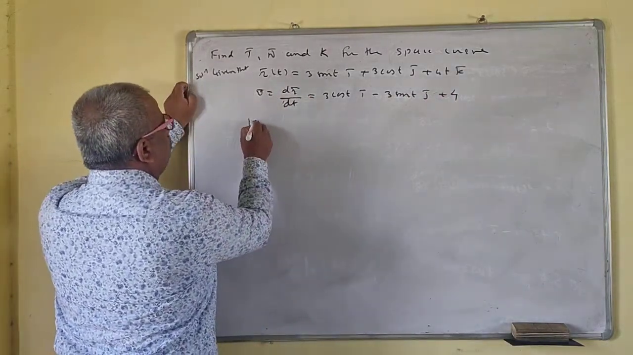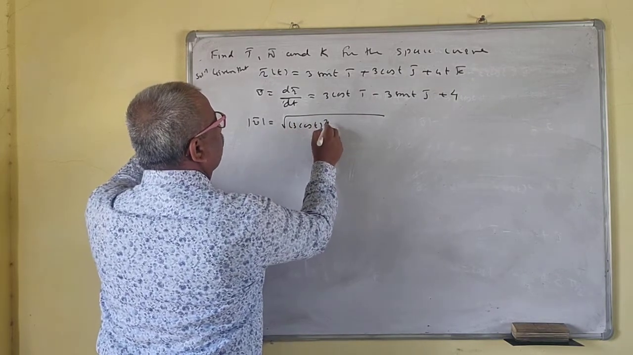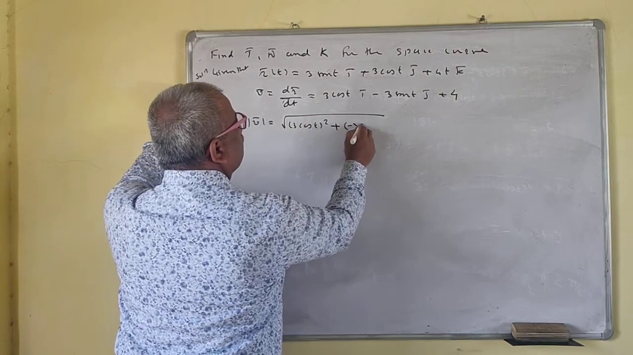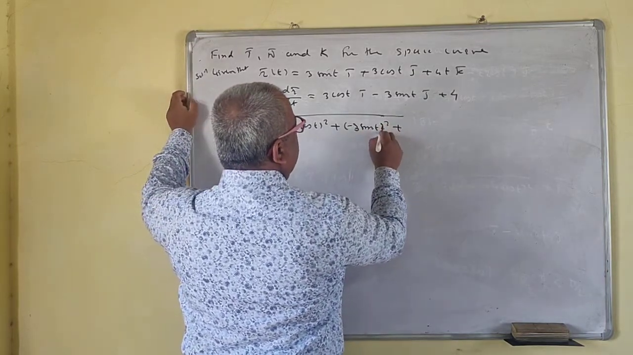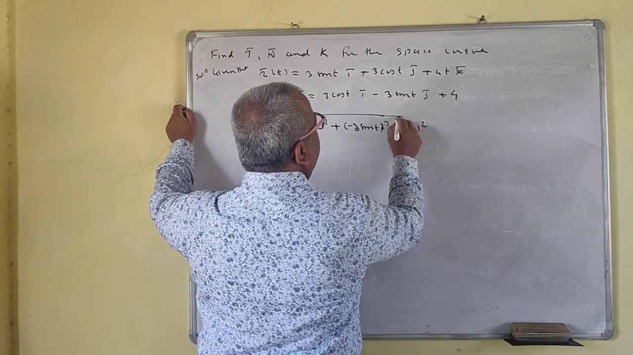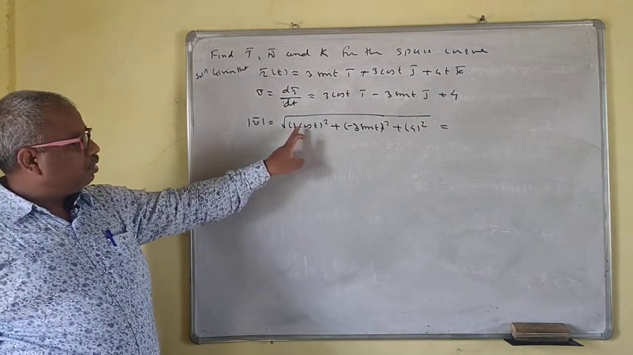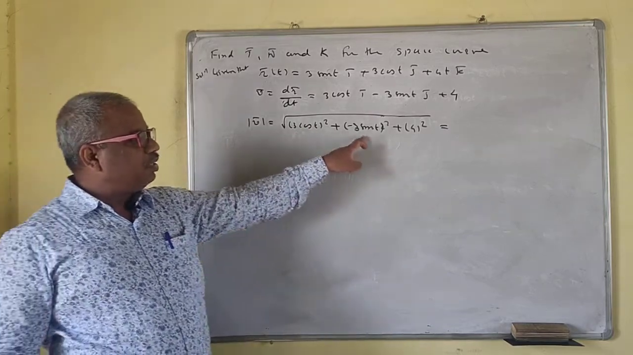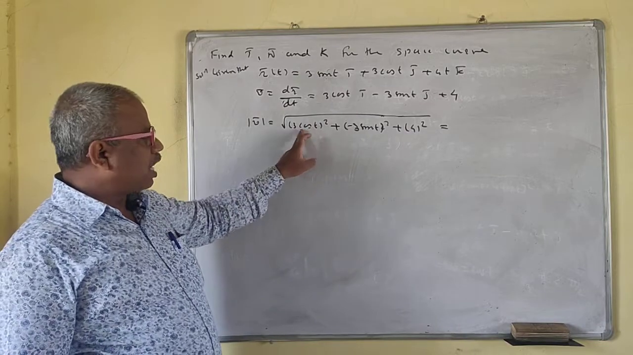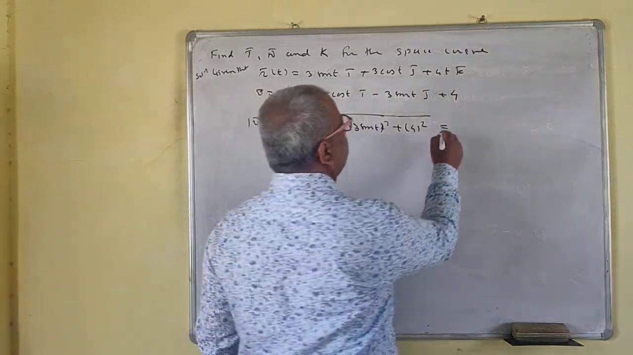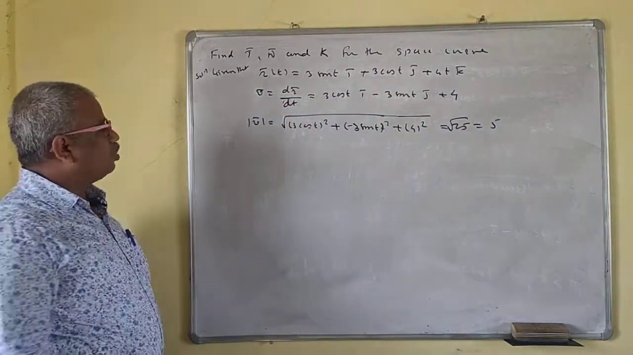Okay. So mod of v bar now. Mod of v bar is root of (3 cos t) square plus (minus 3 sin t) square, plus 4 square. So you can take 9 common. Sin square t plus cos square t is 1. So 9 plus 16 is root 25. This is root 25, so this is 5.